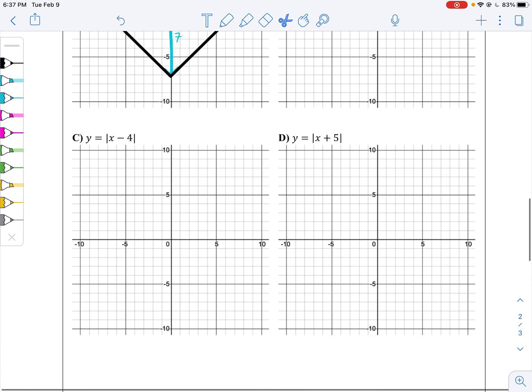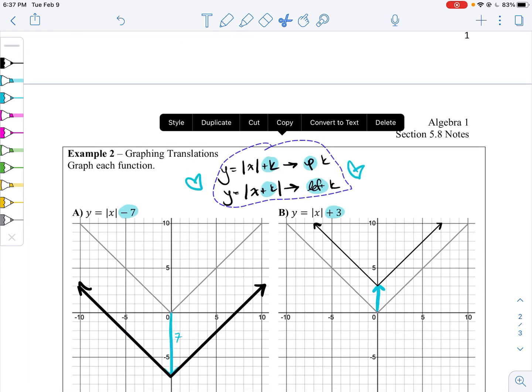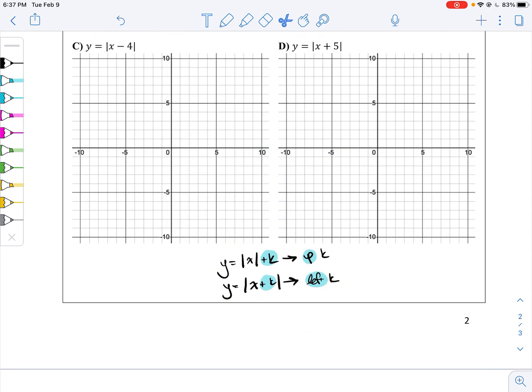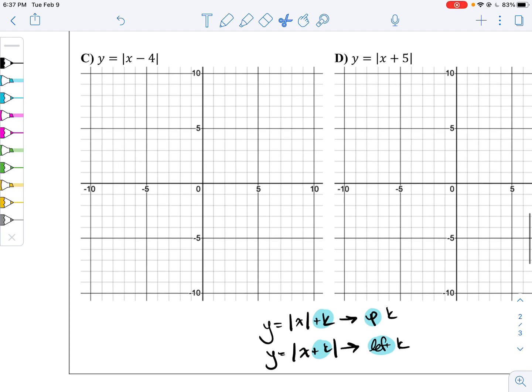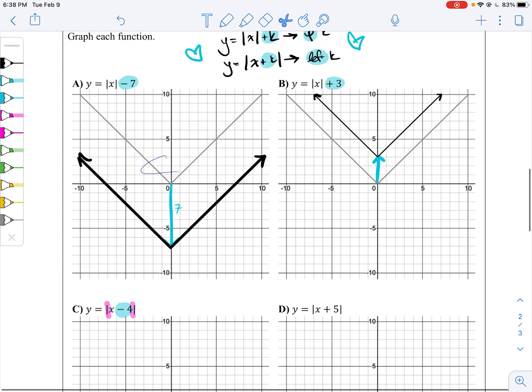Same thing down here. Key idea. Put them down here just for funsies. Okay, so now inside of our absolute value, we've got a -4. And remember, I should just copy this.